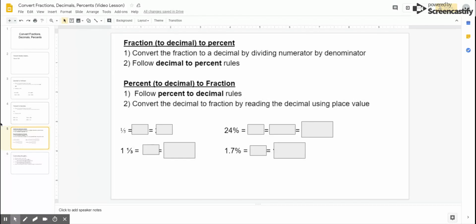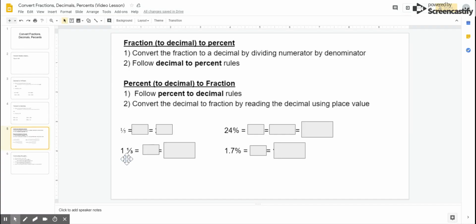Now when we're converting with fractions, I want you to always change first to a decimal. Whether you have a fraction to a percent problem or a percent to a fraction problem, convert first to a decimal and then convert what you need to do after that. So the first part is a fraction to a percent. In order to change a fraction to a decimal first, you need to divide the numerator by the denominator.